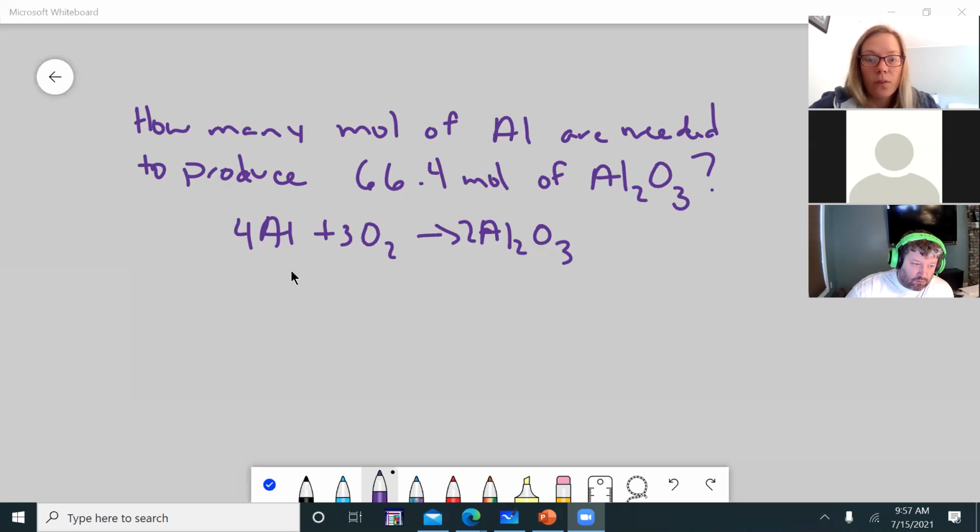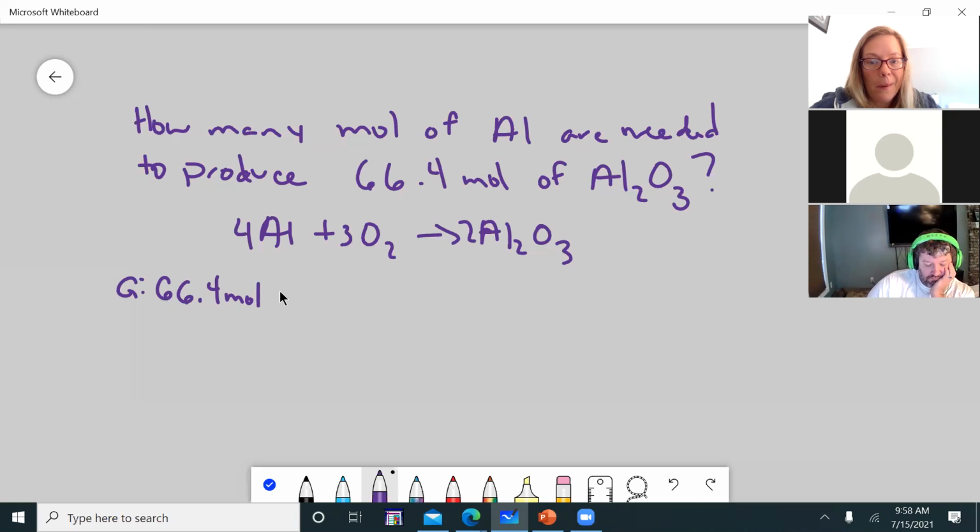Okay, so for this one, let's write out our given. We have 66.4 moles of the product, Al2O3, and we're trying to find moles of aluminum. So in this case, we're actually going from a known amount of this to a desired amount of a reactant. And you can totally do that. You can hop all around. So we're using this 2-to-4 ratio.